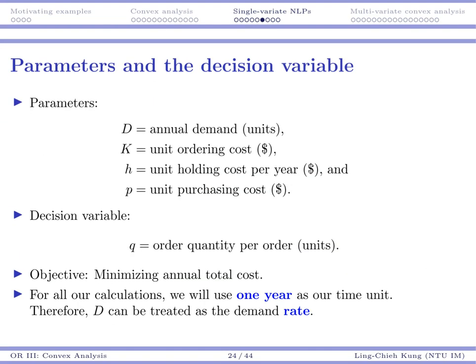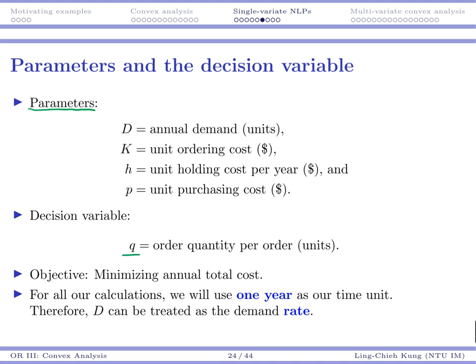So let's give notations for this problem. We have some parameters. Capital D is the annual demand, the annual number of units that you are going to sell in a year. Capital K is the unit ordering cost per order. And H is the unit holding cost per year per unit. And the small p is your unit purchasing cost. So these are some given information.